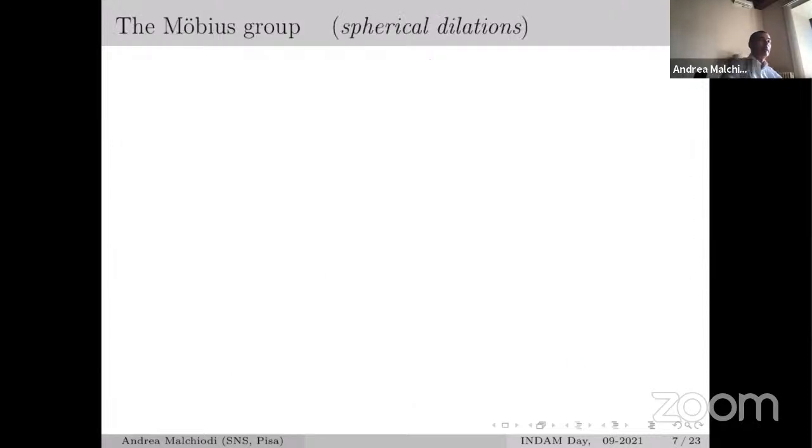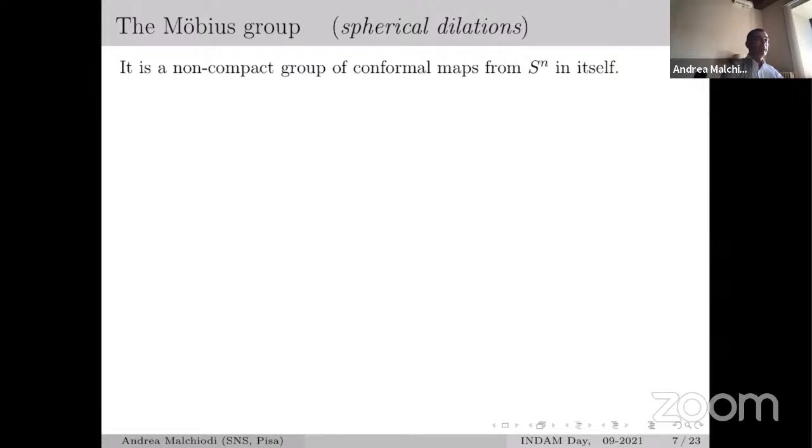Okay, so all the trouble, analytically, comes from a lack of compactness. And if I want to explain that geometrically, I need to introduce the Möbius group, which is a sort of group of spherical dilations. Okay, so this is a non-compact group of conformal maps from the sphere into itself. So you can think of somehow dilations in Euclidean space composed with the stereographic projection. So they are counterparts of Euclidean dilations, but sort of brought to the sphere by the stereographic projection. So conformal maps means the following. If you have such a Möbius map and you pull back the spherical metric, then you obtain a multiple of the spherical metric, again the spherical metric multiplied by a positive factor.